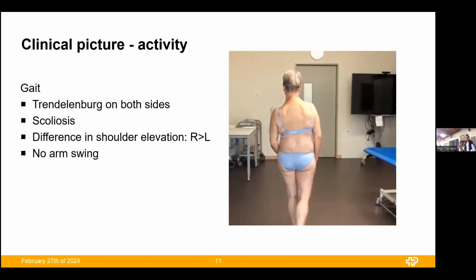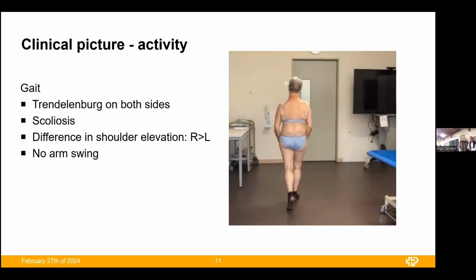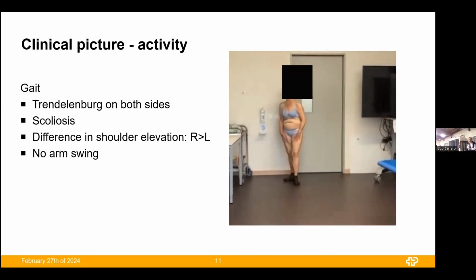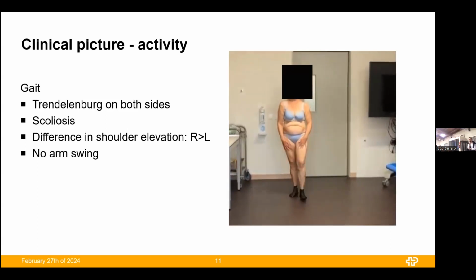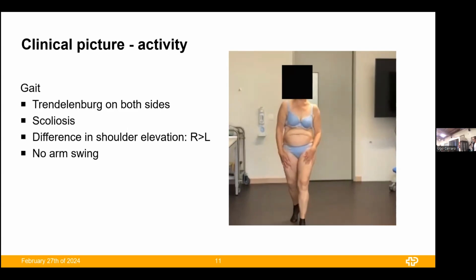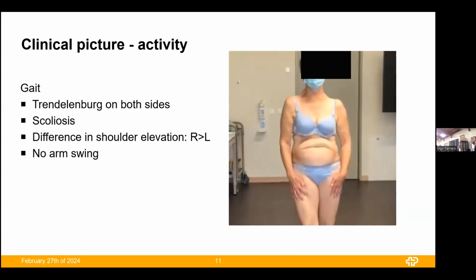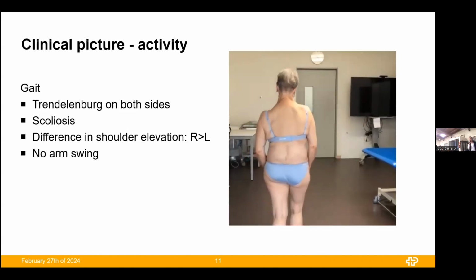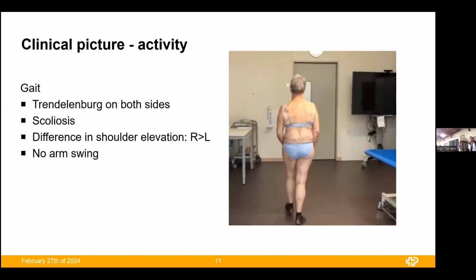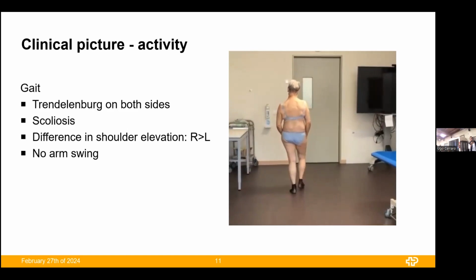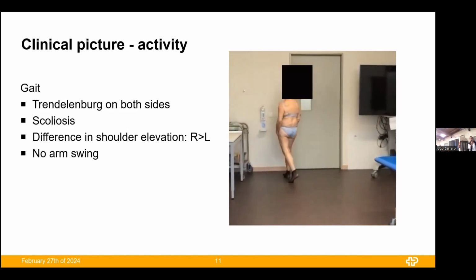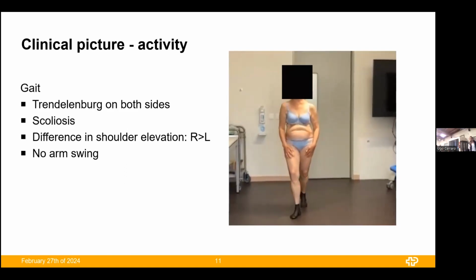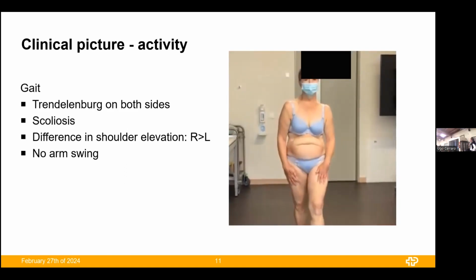So, and this is what it looks like when we look at the gait. What is apparent is that she has a Trendelenburg syndrome, so dropping of the hip on both sides, which comes from the weakness in the glute muscles. We can see the scoliosis very well in the thoracic and cervical spine, the difference in shoulder elevation. And what is very interesting, that she has no arm swing.